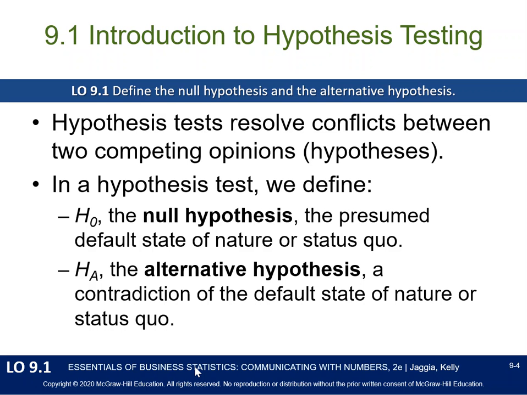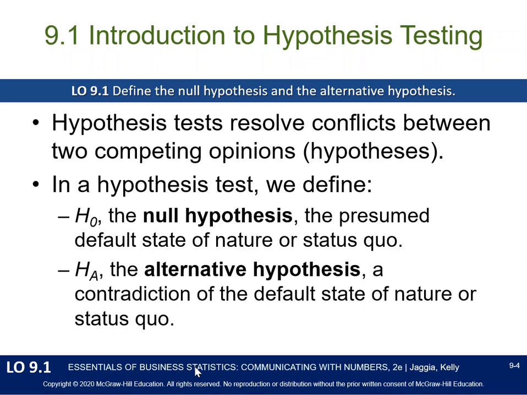So we're doing the same kind of thing here. We're conducting a hypothesis test. Now, we actually have two hypotheses. We have the null hypothesis, which is H subscript 0, and that is the status quo. That's what's currently happening, the default state, if you will. And then the alternative hypothesis, which your book designates as H with a subscript A.